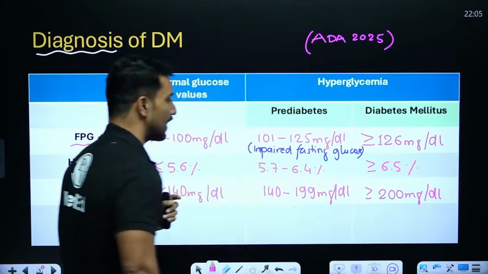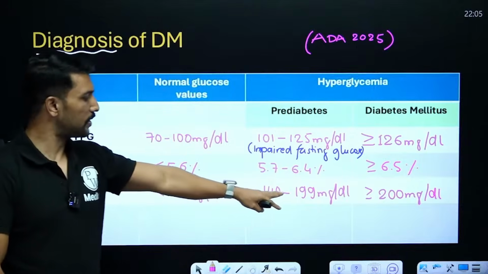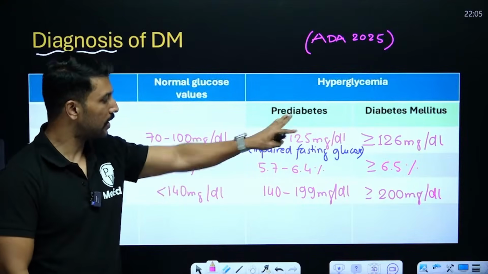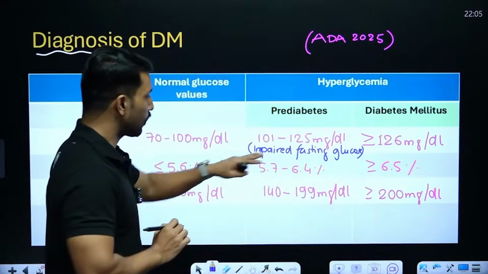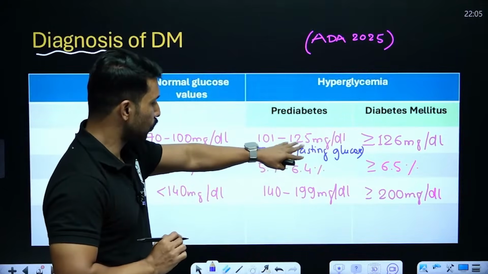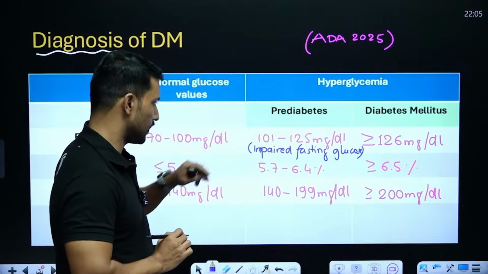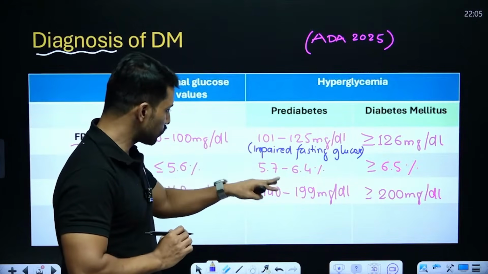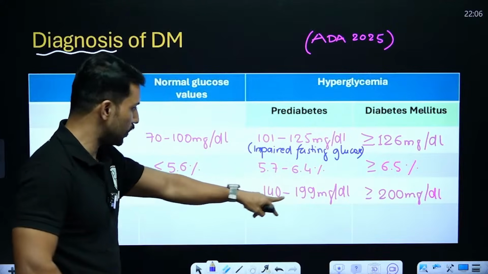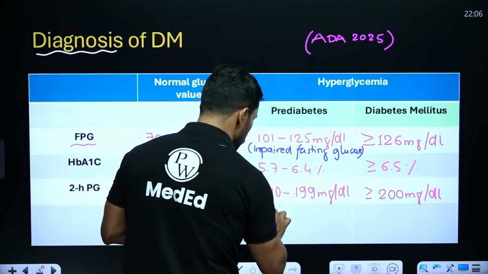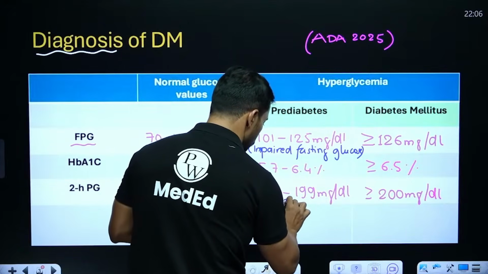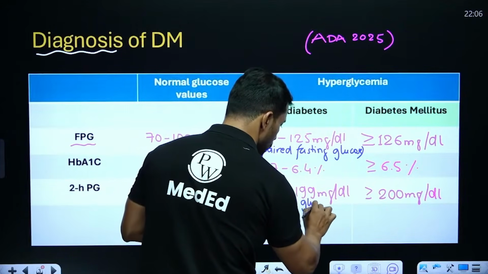will be considered as pre-diabetes, and I have to give a specific name for this as well. I call this IFG, impaired fasting glucose, if the fasting glucose values were in this range. And if the postprandial glucose values fall in this range, we will call it impaired glucose tolerance.